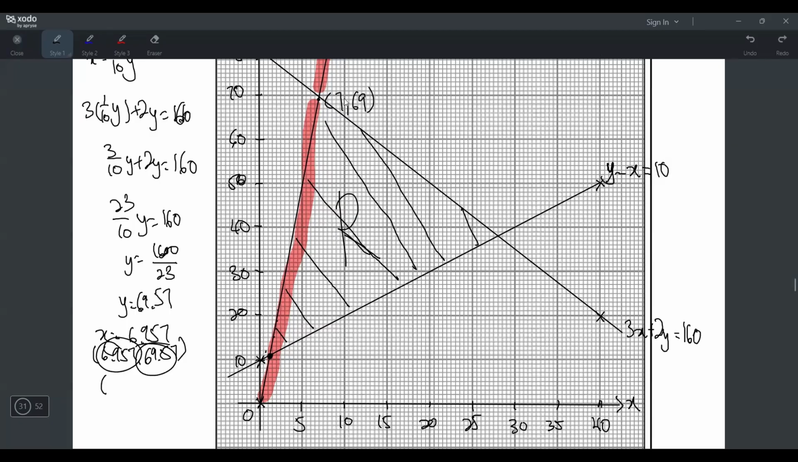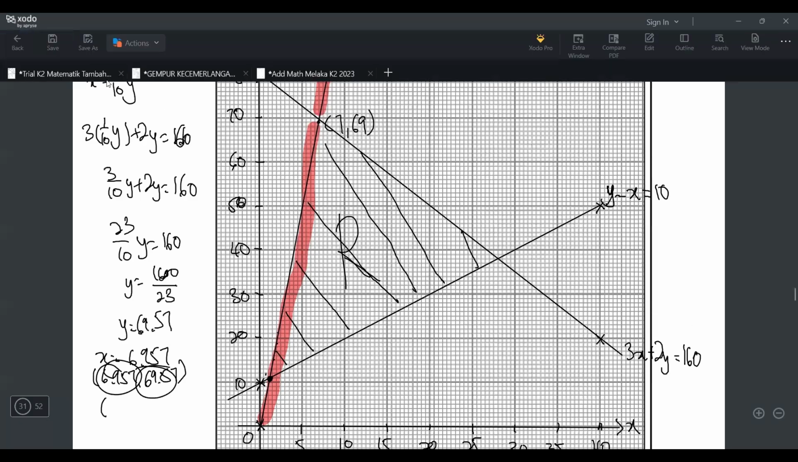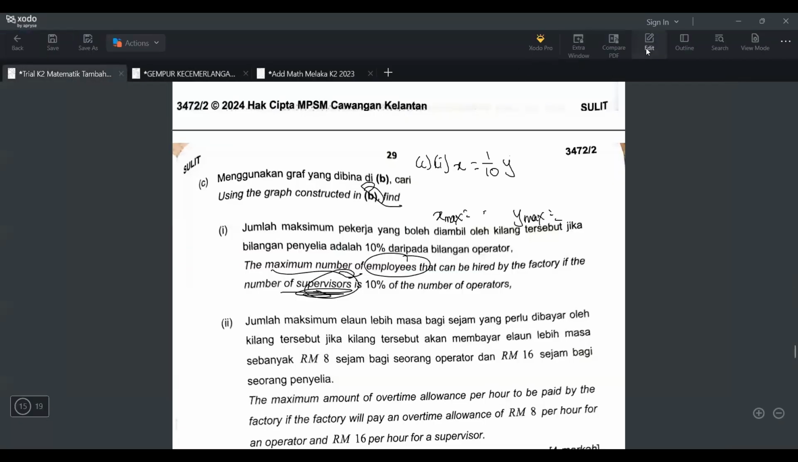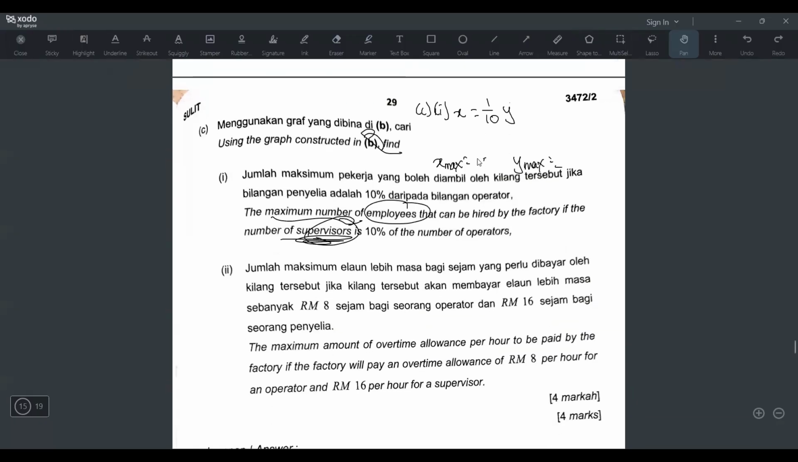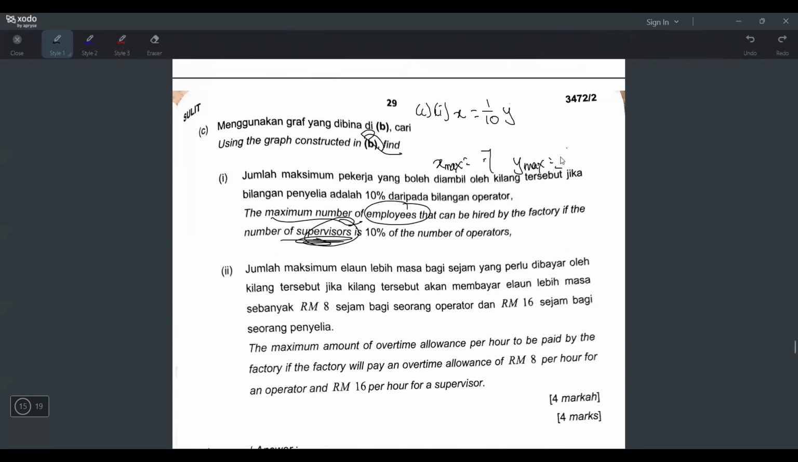Okay, so I will just take this as my answer and then go to the working here and write x maximum will be 7 and then y maximum will be 69. So what the question asks, maximum number of employees. So what is the maximum number of employees? It will be 7 plus 69, which is 76 employees. Okay, 7 plus 69. So yeah, this is how I would do it.